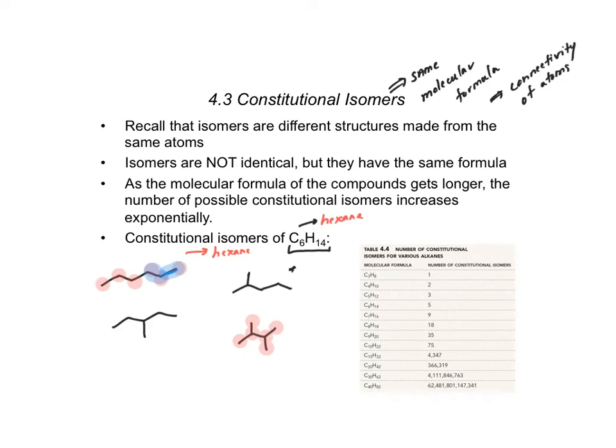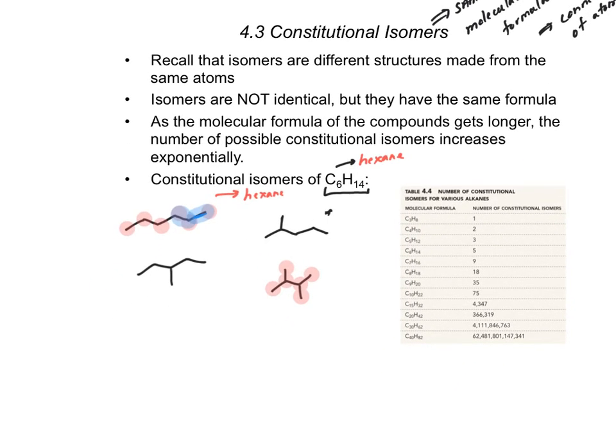Okay, so I can do that again, right? I could draw another butane, and let's say I put both of those methyls off of one carbon. Again, that's another constitutional isomer.